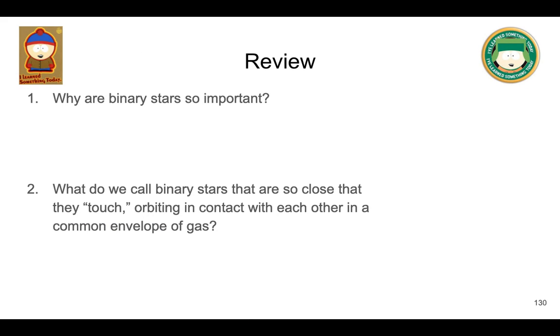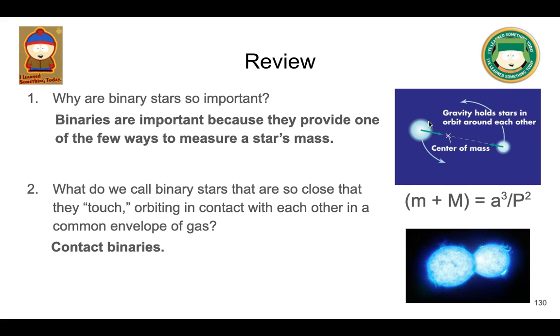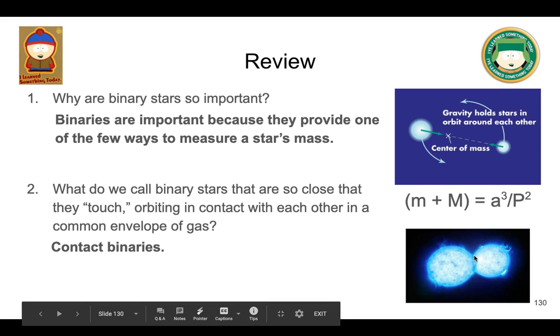So a quick review. Why are binary stars so important? They're so important because they give us a way to determine the masses of the stars. So that's very useful. What do we call binary stars that are so close together that they actually touch? Those stars are called contact binaries. If they're so close together they actually touch, you won't see the separate stars, so it won't be two separate spheres. They'll kind of join together, like a peanut shape. And more than that, the gravity between them will deform them. So neither one of these stars is particularly round or sphere-like. They take on this shape.